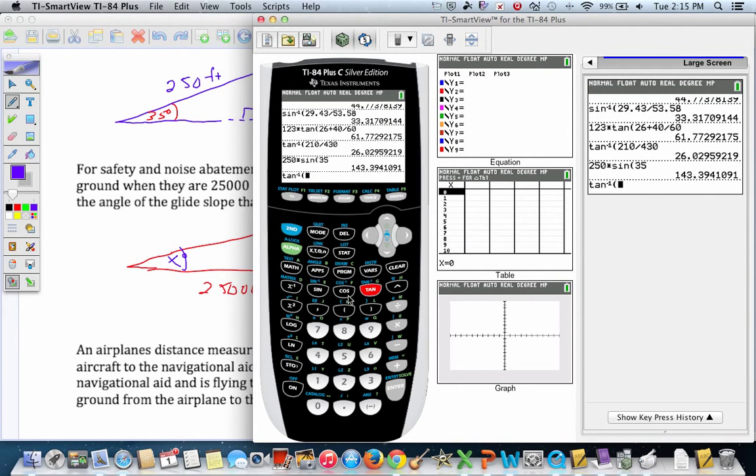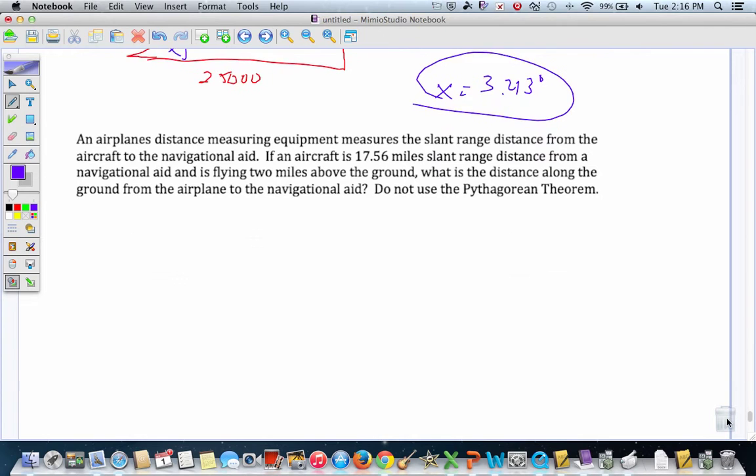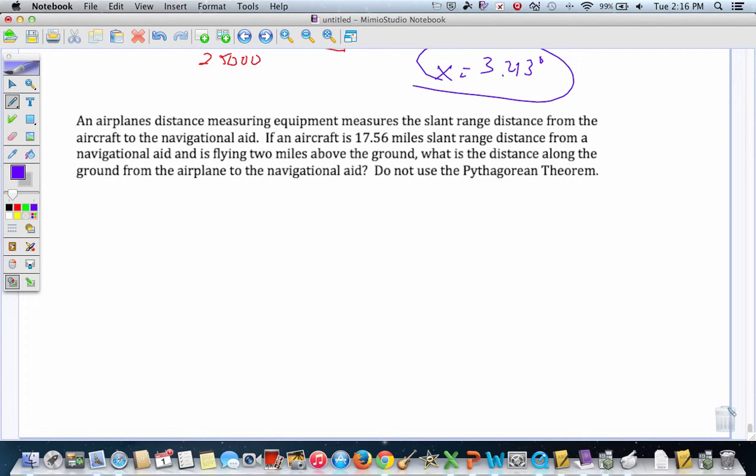And this is something we can plug into our calculator very quickly. We have a ratio, so we use our inverse tangent of 1,500 divided by 25,000, which should get us a small angle, and it is 3.43 degrees. So we want our plane not coming in at too steep of an angle. Our plane is coming in at a very small angle of 3.43 degrees. Couple more to get through here, maybe just one.